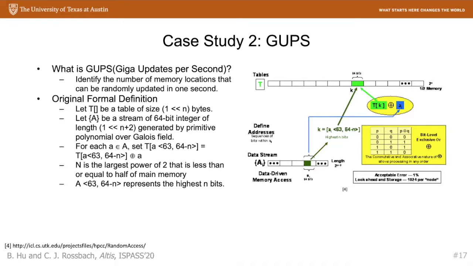First, we let T be a table of size 2^n bytes. Here we can imagine T as the system memory. Then we let A be a stream of 64-bit integers of length 2^(n+2), generated by a primitive polynomial over the Galois field. And then, for each entry in the stream, we use the highest n bits of the entry to randomly locate a location in the memory, which is also the table T. Then we update the value in that location by performing an XOR operation with the value A.